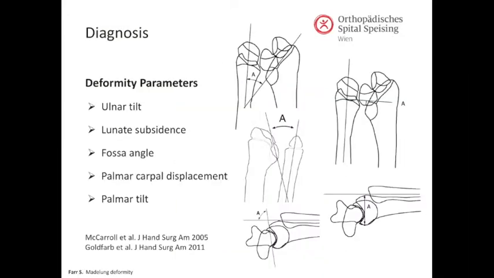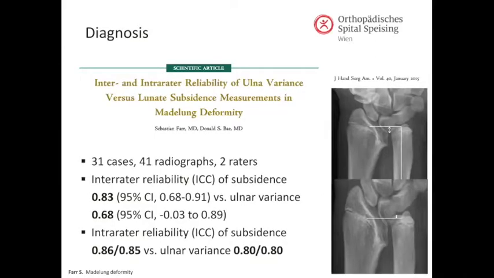McCarroll et al. have done a lot of work to establish deformity parameters, especially the ulnar tilt, the lunate subsidence, etc. So I know that you are well aware of these measurements. We also did a series with Don Bay some years ago and established the reliability of the subsidence method versus the ulnar variance method, and confirmed that the subsidence method is more reliable.